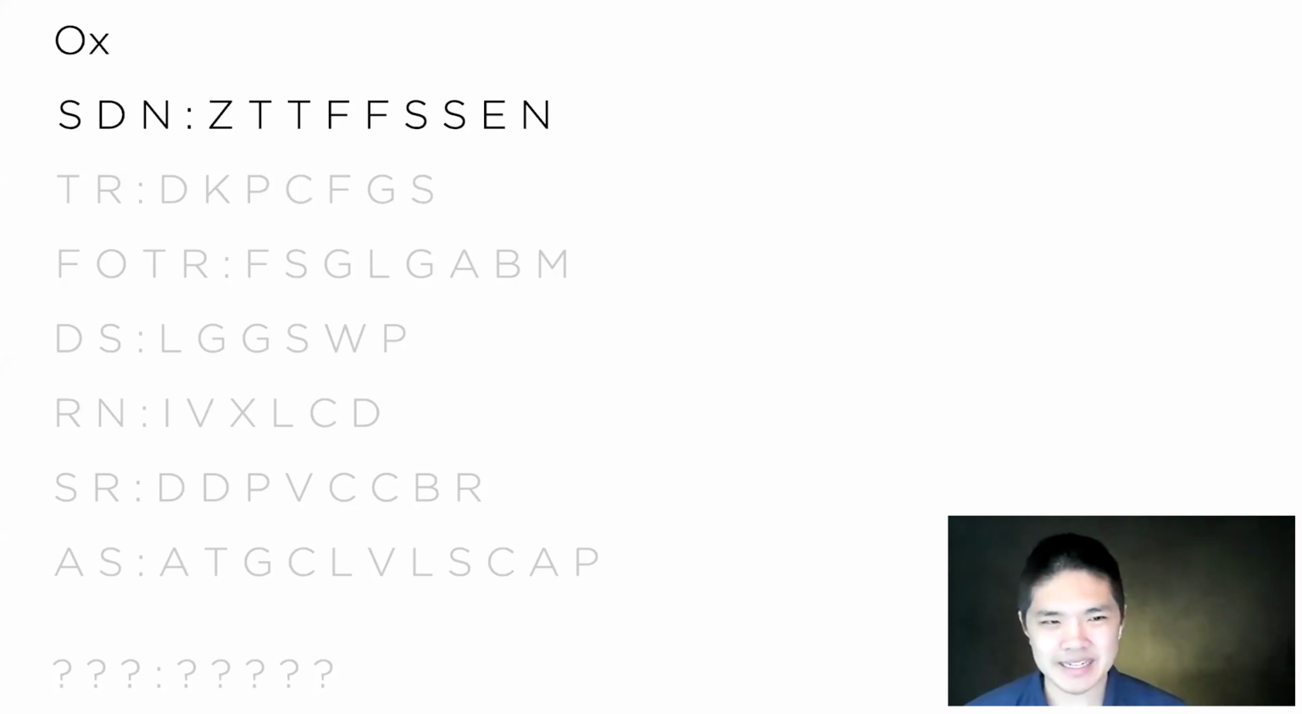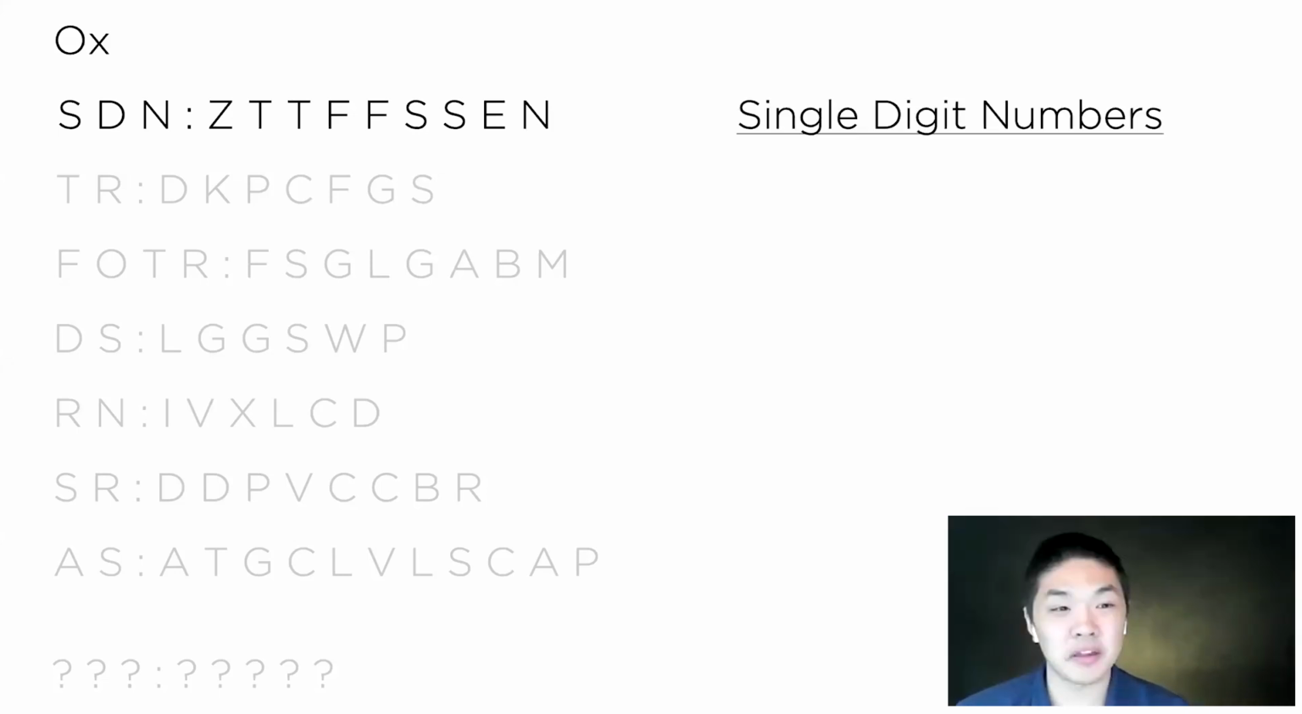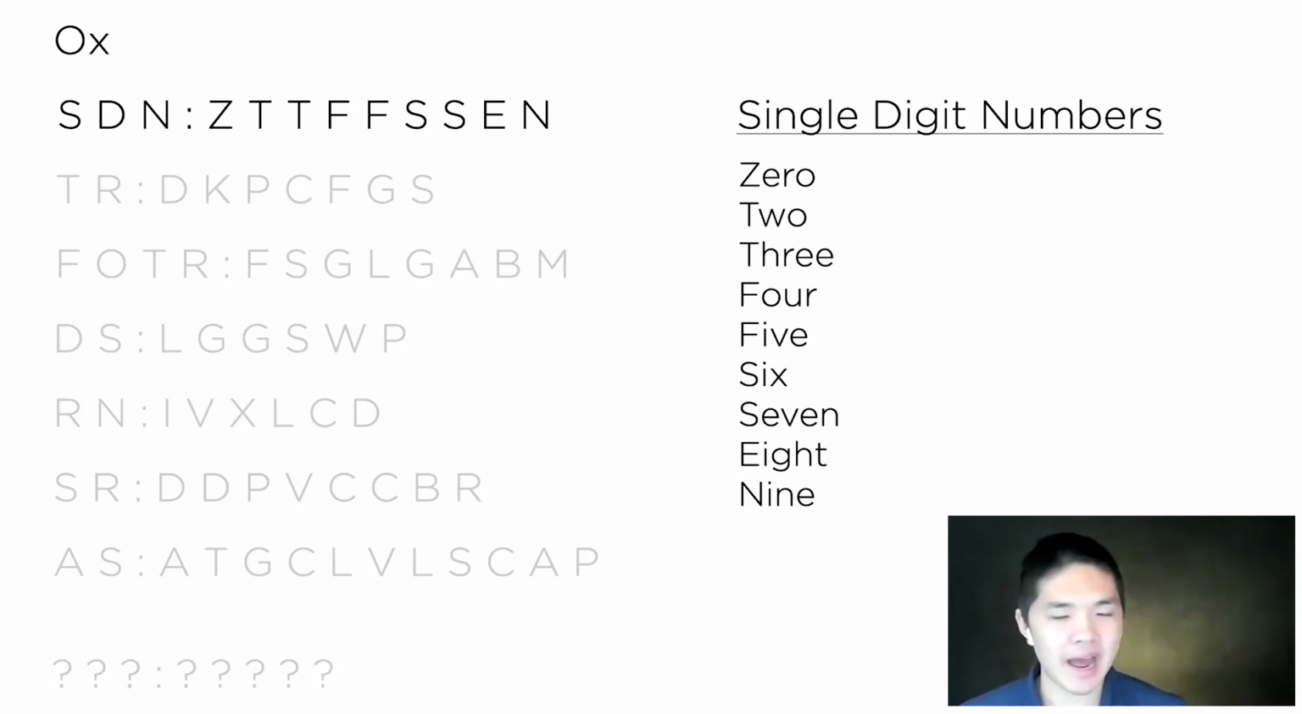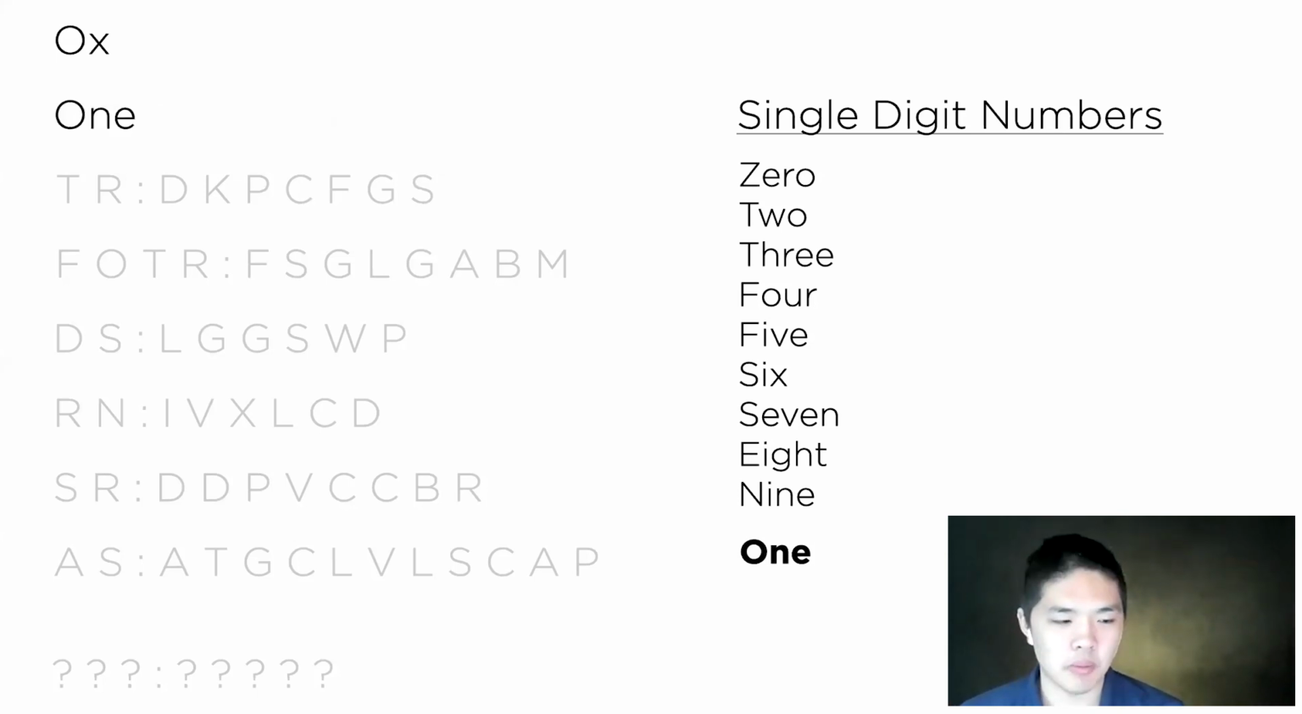So here we have SDN, and then something that starts with Z. And there aren't too many words that begin with the letter Z. So what you might imagine is that this, for example, could be single-digit numbers, where the Z stands for 0. And we have 0, T and T, or 2 and 3, F and F, or 4 and 5, and so forth. But the missing element from this set is the letter O for 1. So 1 appears to be the missing element from this set. So we'll go ahead and remember that and come back to it a little bit later.